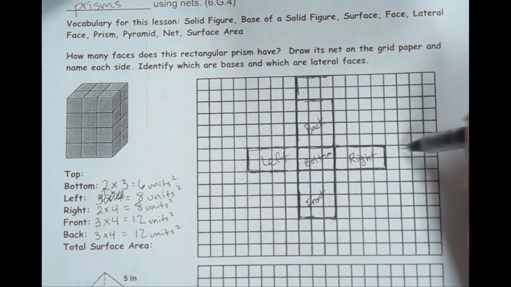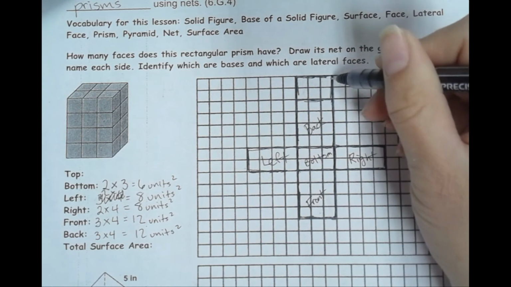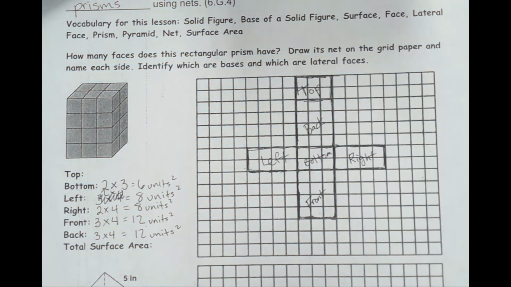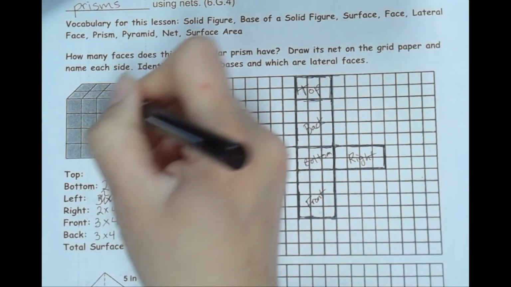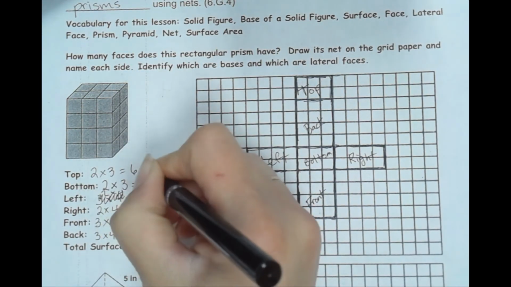We could have drawn it over here, we could have drawn it down here. It doesn't matter, as long as it's all drawn correctly. So this would be the top. And the top has measurements of 2 by 3. And that gives us 6 units squared.